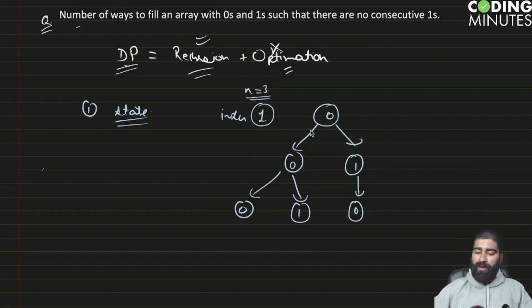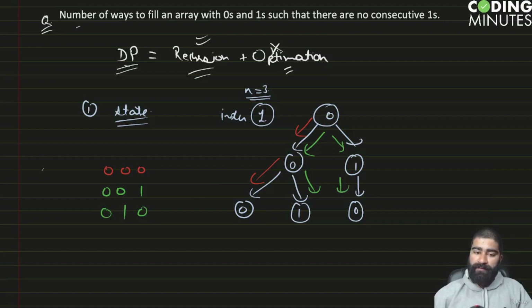So what does this particular recursion call represent? This is a tree going. This represents 0 0 0, a valid way because there are no consecutive ones. The second one, this path, represents 0 0 1, again a valid way. The third represents 0 1 0, right?